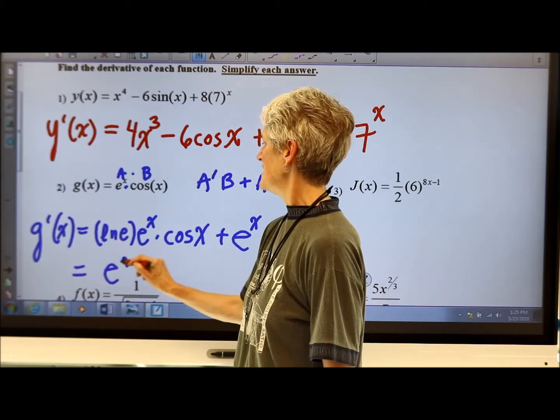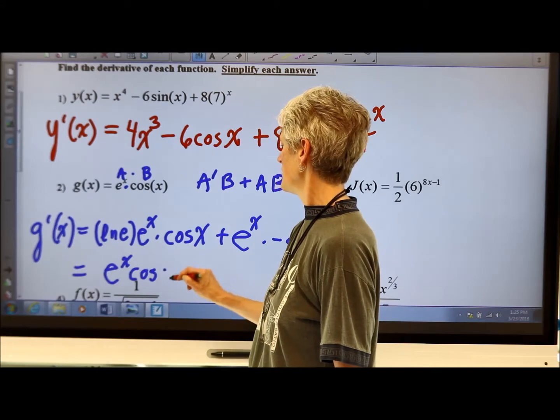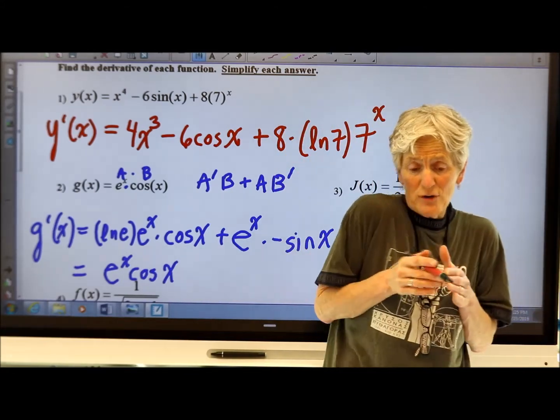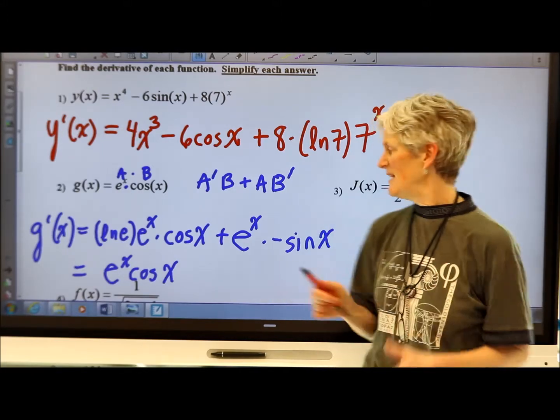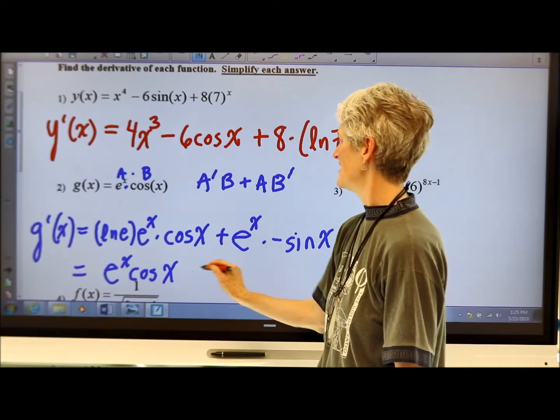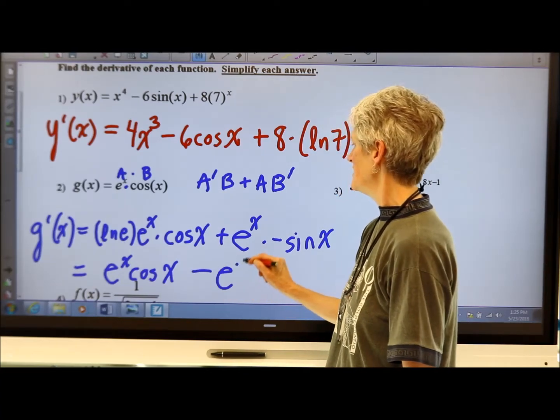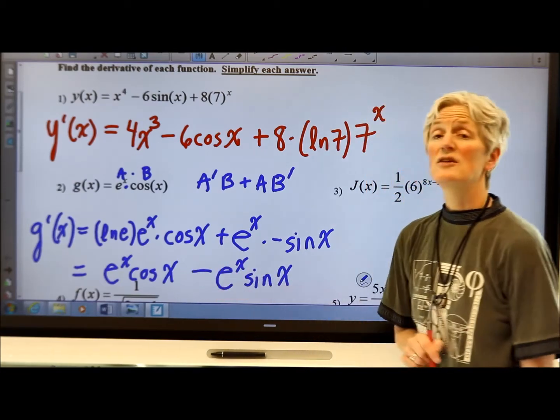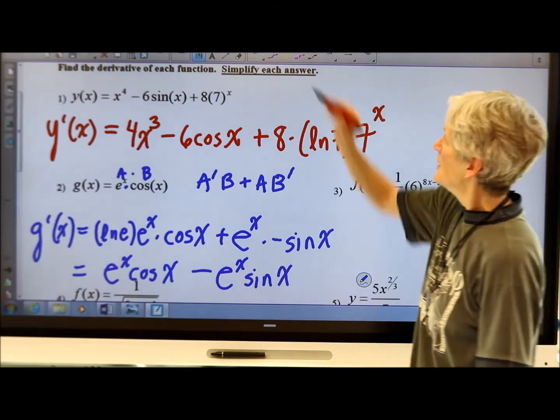All right, to simplify this, not too involved, natural log of e, of course, equals 1. So that's just e to the x times the cosine of x. Here, whenever you have a negative in the middle of a term or any constant in the middle of a term, you always want to bring that to the front. Otherwise, it's a little awkward. So I'm going to say that's minus e to the x sine of x. This, my friends, would be considered fully simplified.